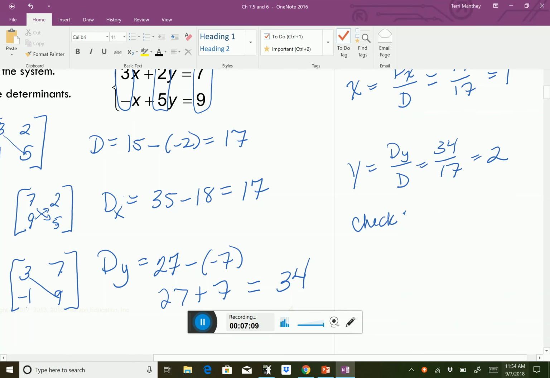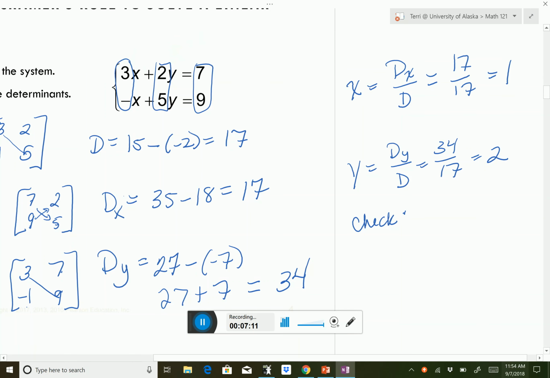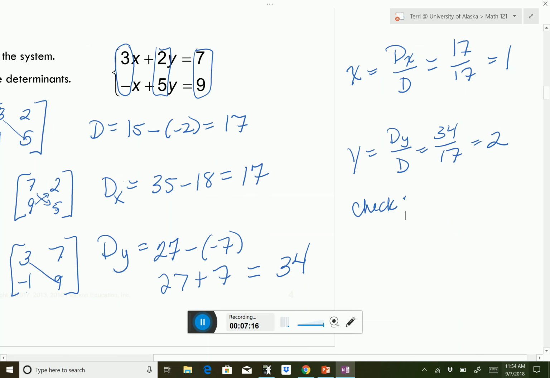I'm going to check using a different color here. Red. All right, so let's check using red. 3 times 1 plus 2 times 2 equals 7. 3 plus 4 is 7, yes.